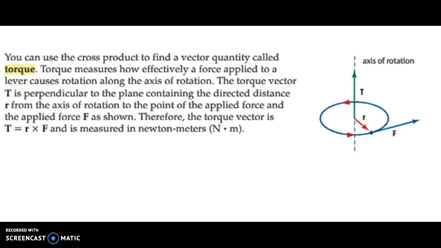Today we're going to continue talking about cross products. One thing you can find with cross products is something called torque. Torque is essentially the force applied to a lever causing rotation along the axis of rotation. The way we find torque is we take the vector that is our rotation multiplied by the vector of force, and we end up getting something called Newton meters as our torque. And that's how it's measured.